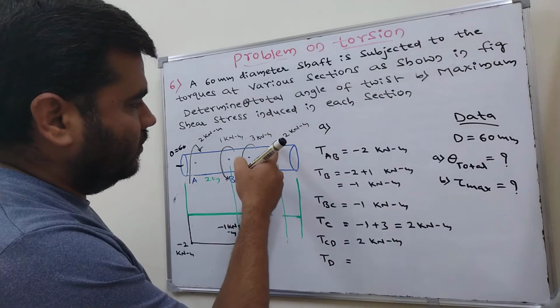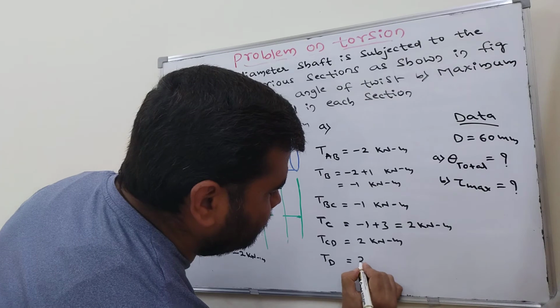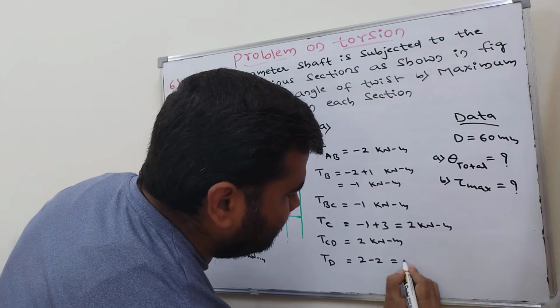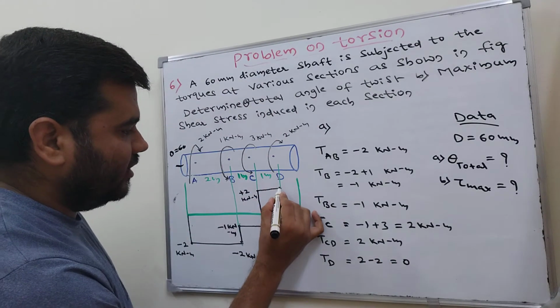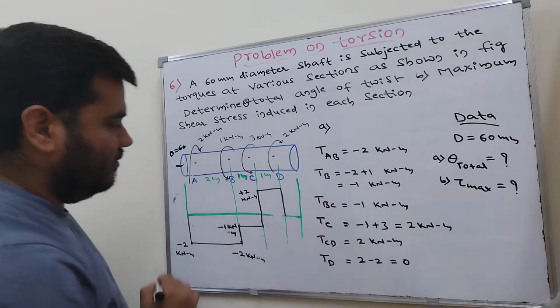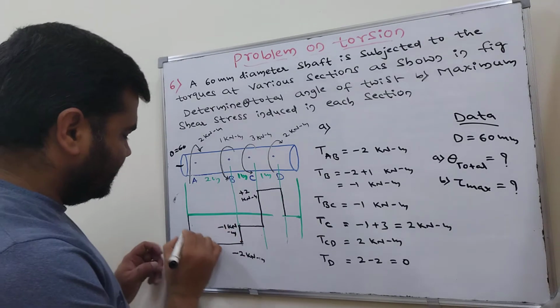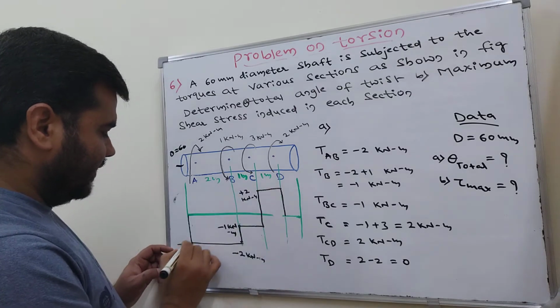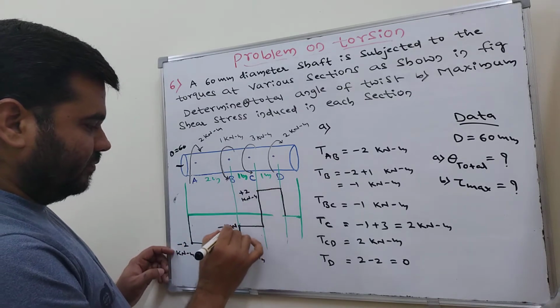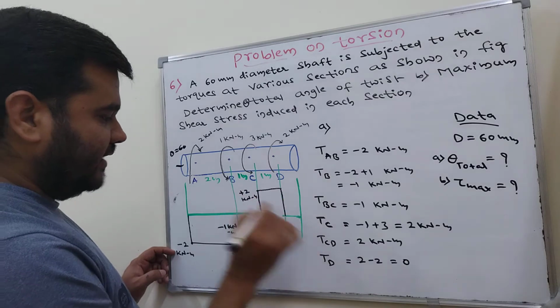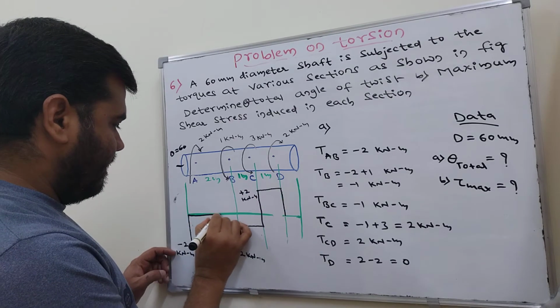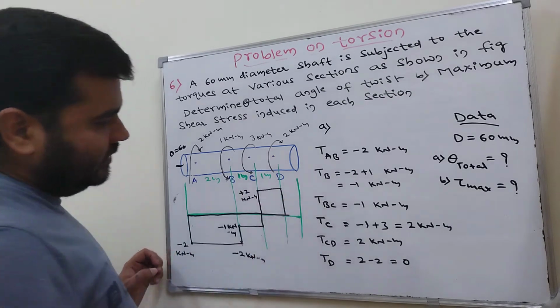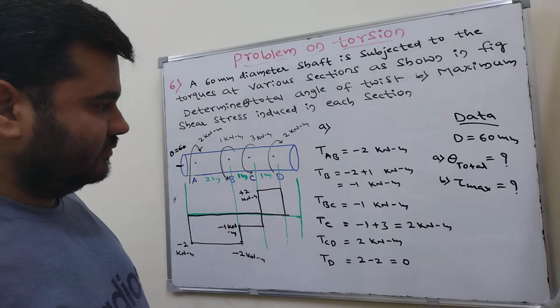It will be 0. 2 plus 2 here. That is 2 minus 2, 2 minus 2, it will be 0. So it will come down here. So your torque diagram starts here and goes through each point. That is -2, that is -1, +2, and 0. So this is the torque diagram.